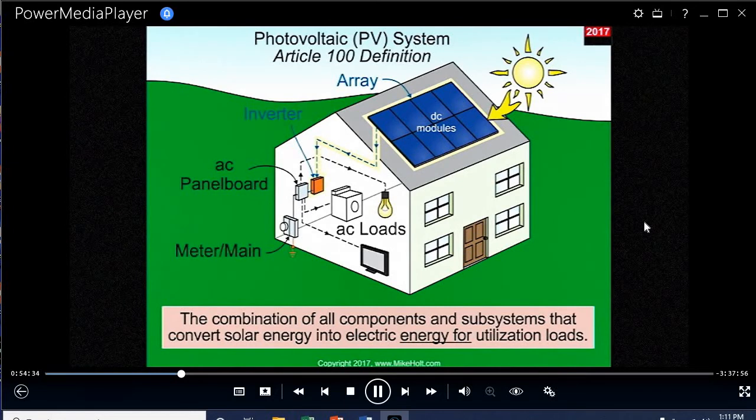PV system. The PV system, which is an interesting concept, is the combination of all components and subsystems that convert solar energy into electrical energy for utilization equipment. Slight editorial change in the 2017 on that. It didn't really change anything other than this.